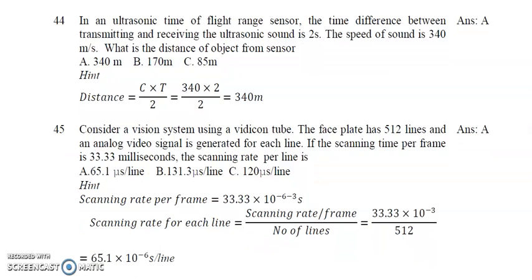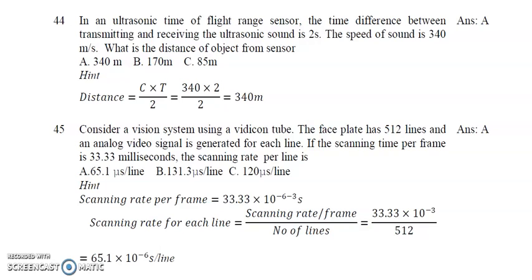Question 44. In an ultrasonic time of flight range sensor, the time difference between transmitting and receiving the ultrasonic sound is 2 seconds. The speed of sound is 340 meter per second. What is the distance of the object from the sensor? A 340 meter, B 170 meter, C 85 meter. This is again a range sensor. We are going to measure the distance between the sensor and the object. We are using ultrasonic sound, with an approach called time of flight.